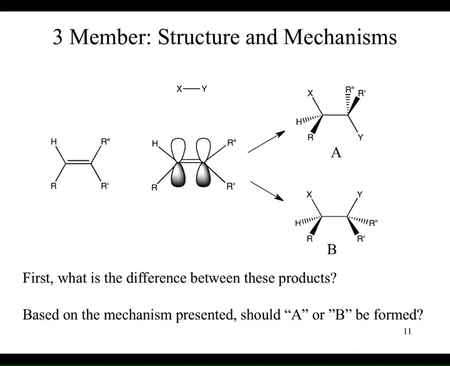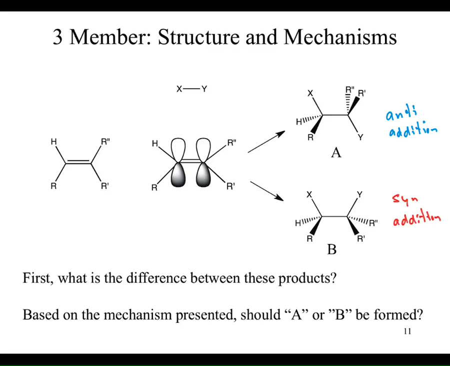So, three-membered structure and mechanism. Based off of the mechanisms that we just looked at, what would you expect? First off, what is the difference between these products? And then based off the mechanisms, which one would we expect to see? The difference between these structures: A is what is known as the anti-addition, or the anti-product, and the bottom one, B, is what is known as the syn addition.